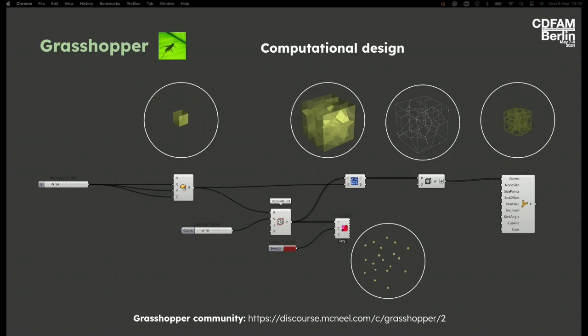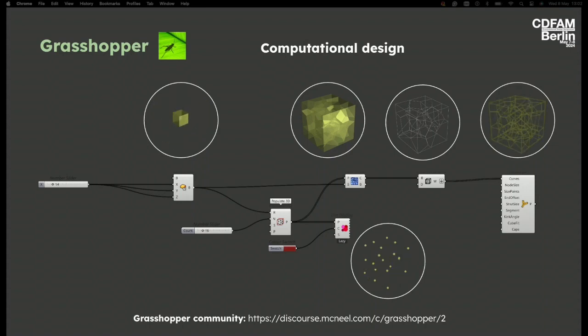Grasshopper is a visual programming environment that's tightly integrated with Rhino's 3D modeling tools. It was introduced by David Rutten as Explicit History back in 2007 with the aim to make Rhino a parametric modeling tool. So Grasshopper allows you to have a map of the creation process of your design, which is the Grasshopper definition that you might be familiar with.